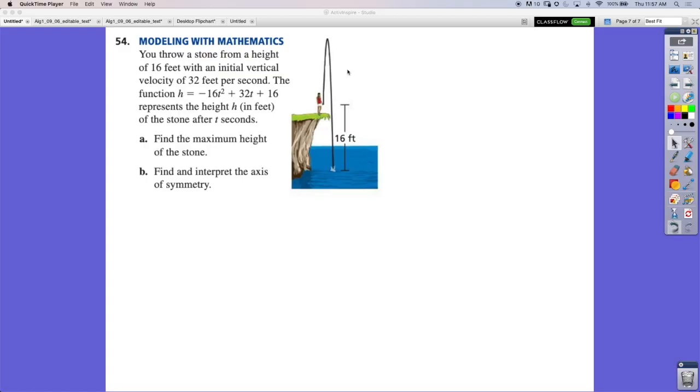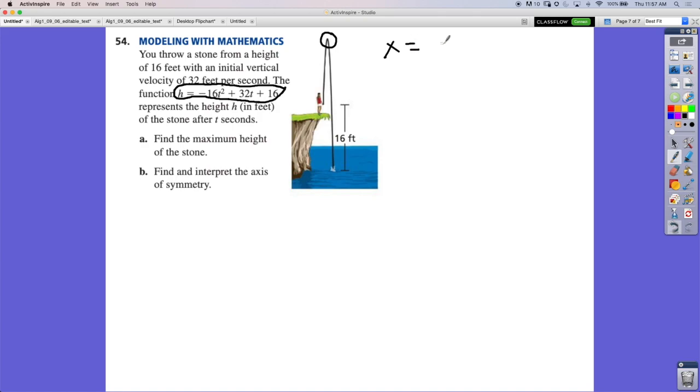Okay, so this is number 54, the review on page 513. You throw a stone from a height of 16 feet, so you're standing 16 feet above the water, with an initial velocity of 32 feet per second, and it's given by this equation right here, where h is the height in feet of the stone after t seconds. So it says to find the maximum height, which means we're looking for the vertex. And how do we find the vertex?